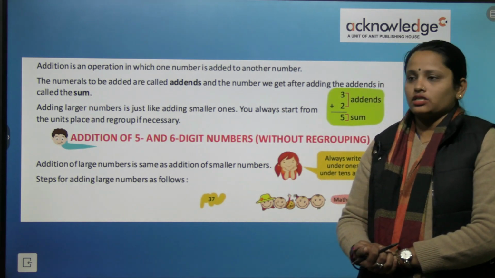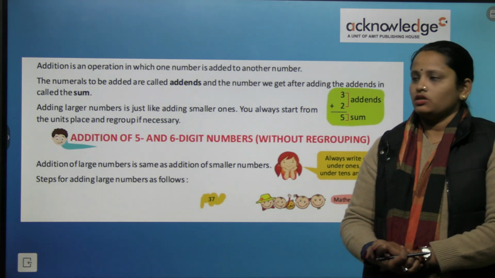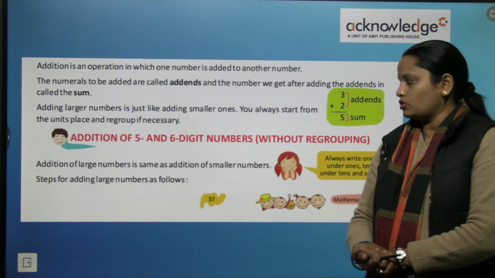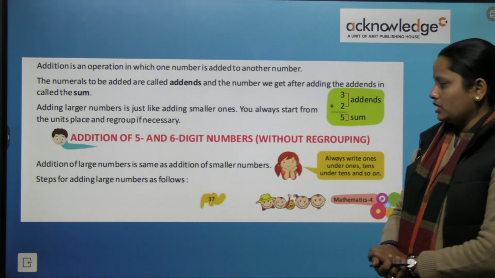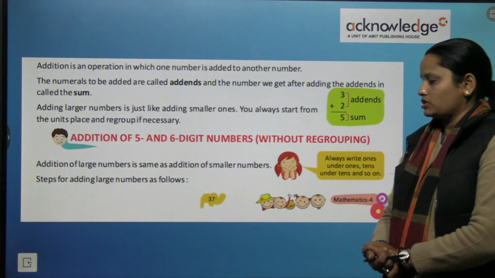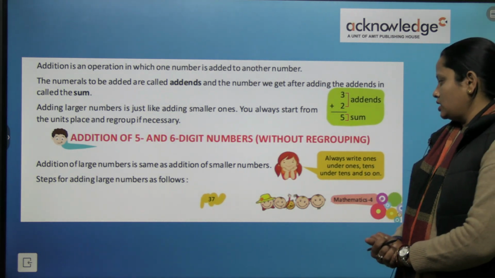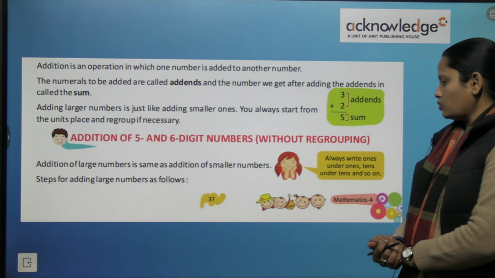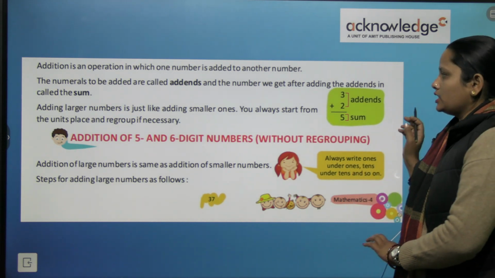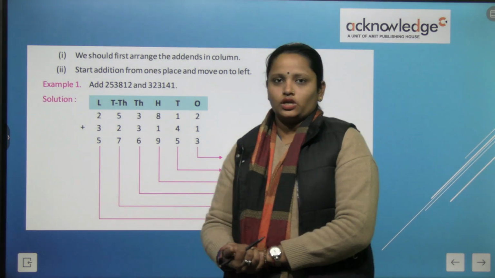So addition of larger number is the same as addition of small number. So large number का अगर हम addition करते हैं तो उसे same रखते हैं small numbers की तरह. Steps for adding large number are as follows. So क्या क्या steps है? Always write ones under ones, tens under tens, and so on. So ones को हमेशा ones के नीचे लिखना है, tens को tens के नीचे और 100 को 100 के नीचे और ऐसे ही आगे continue करना है.